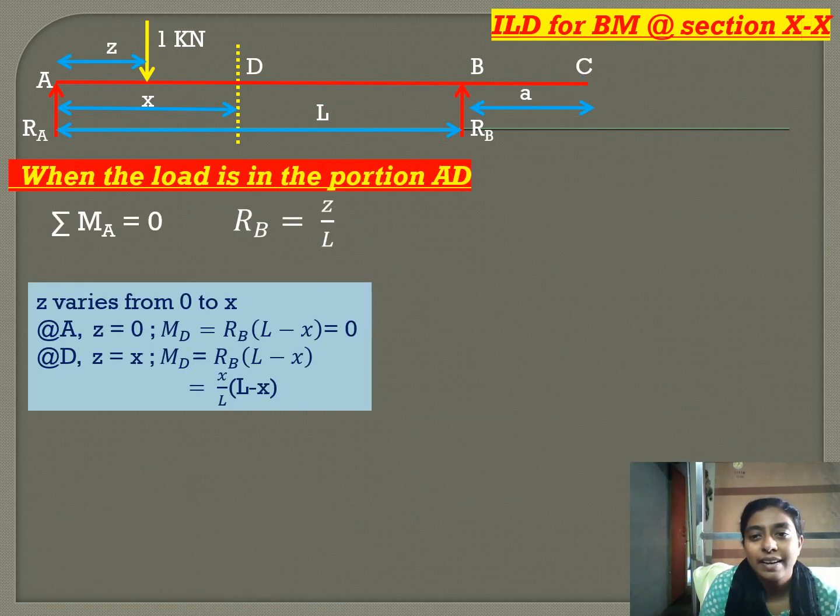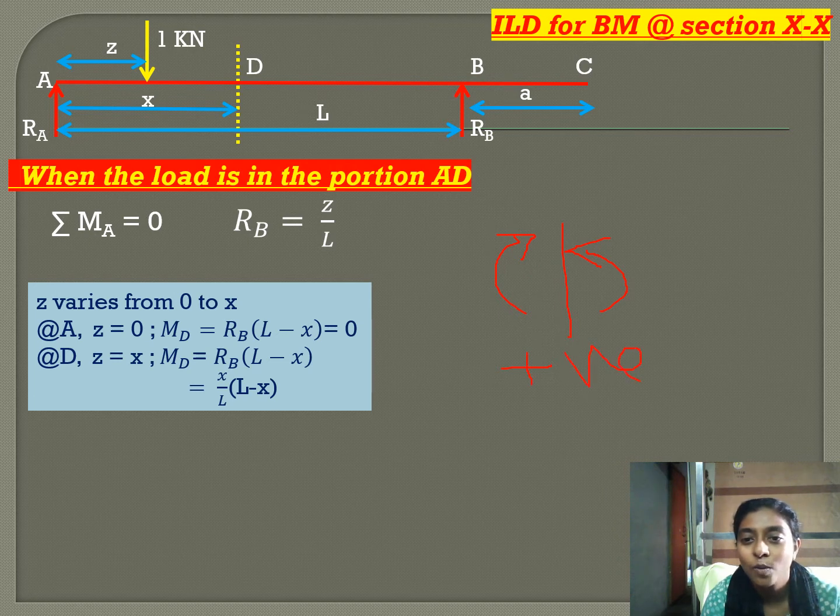Now the influence line diagram for the bending moment at the section. So for bending moment also, because we are considering the section, we have three parts: from A to D, D to B, and B to C. For bending moment, we have only positive ordinates, because when we are considering a section, the left clockwise and the right anti-clockwise is taken as positive.